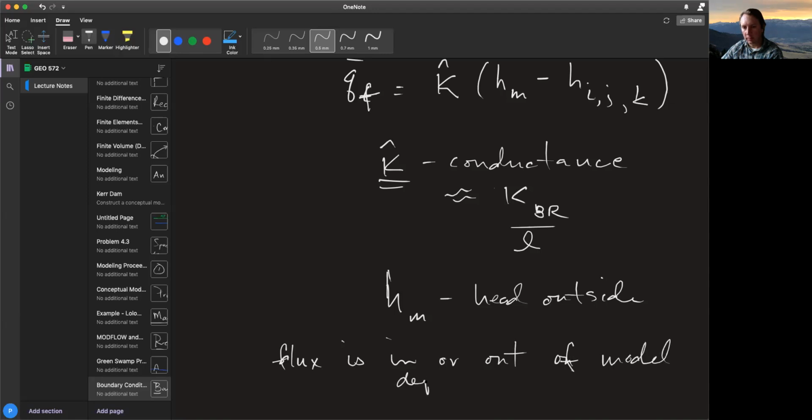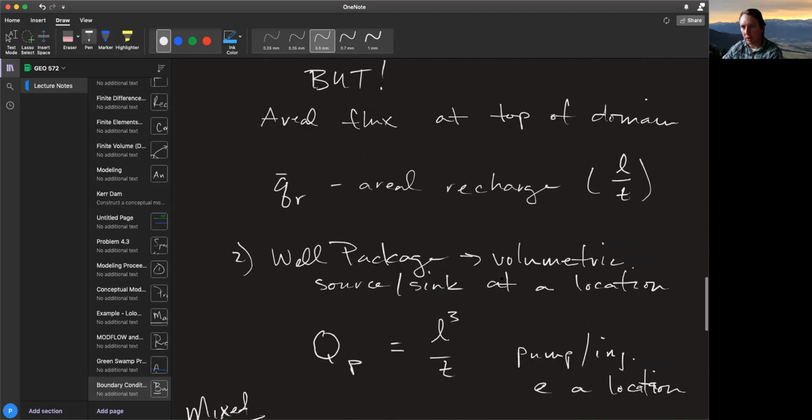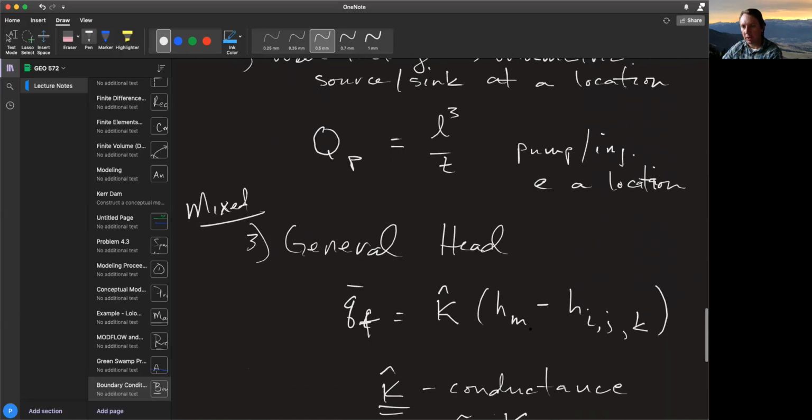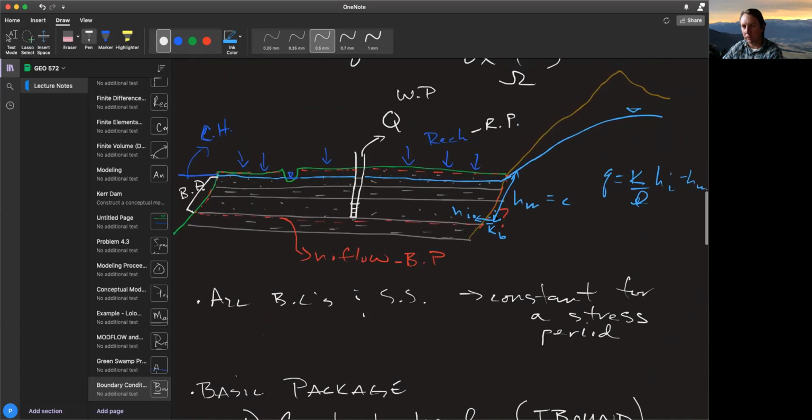Depending on the head in the domain. Critically, water can go in or out of the model depending on how the head compares to the model. I can have water moving either way.